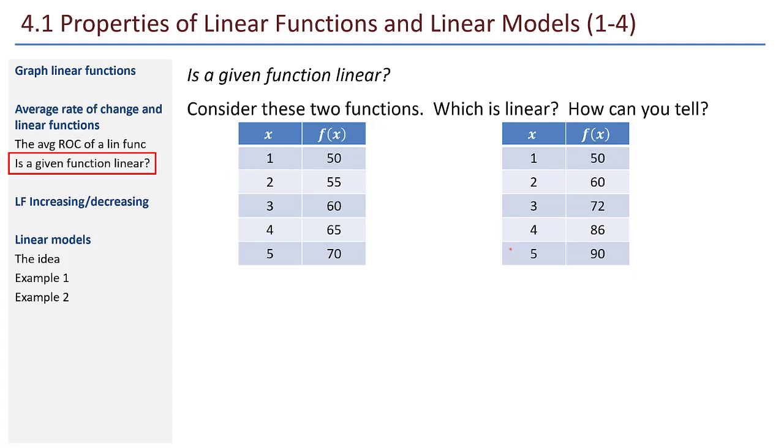If the function is graphed as a line, I already know it's a linear function. But here are two functions given as tables. How can I tell if it's actually a linear function or not? And here's where we look at the rate of change.